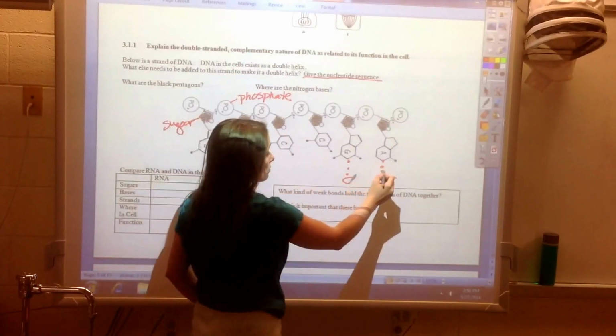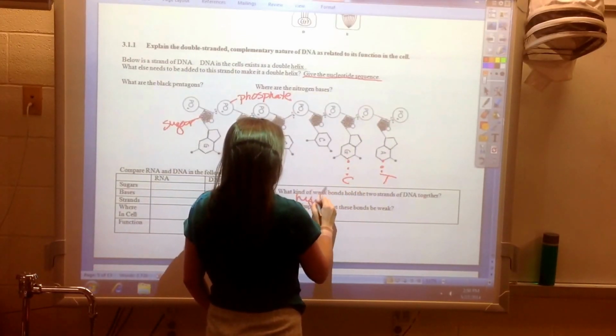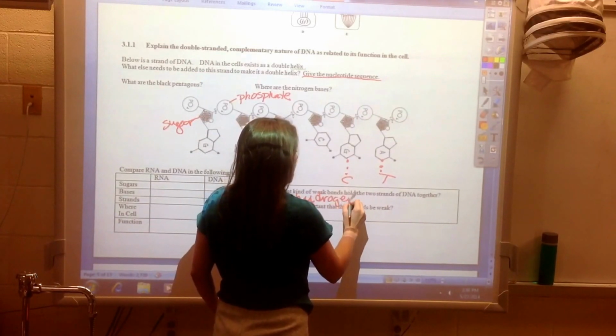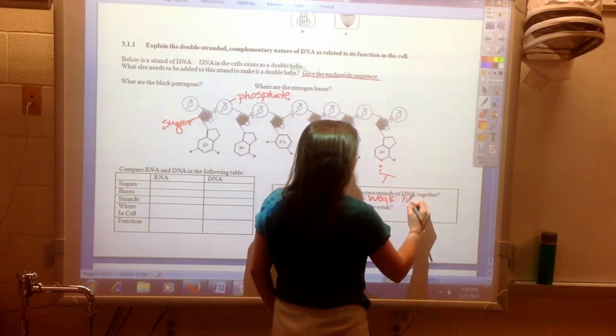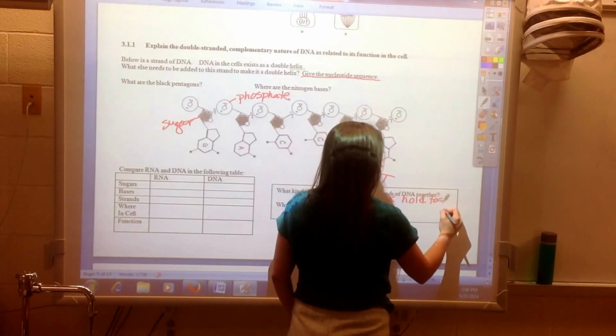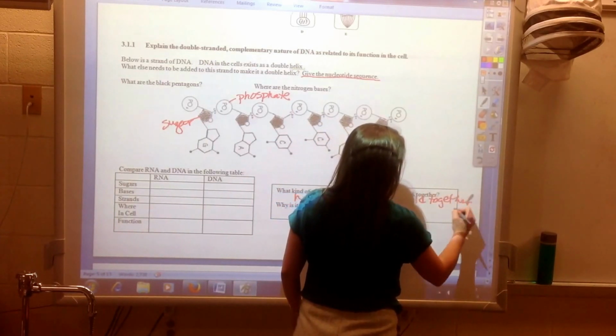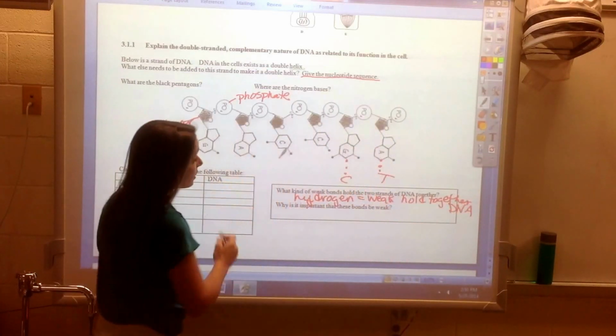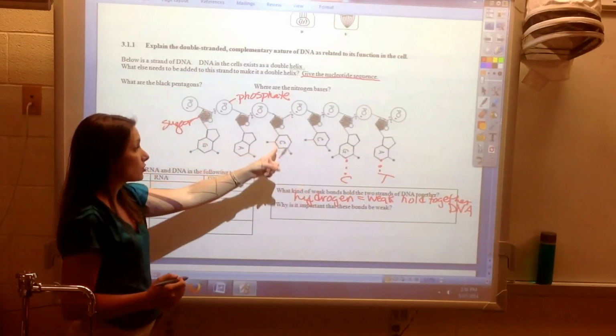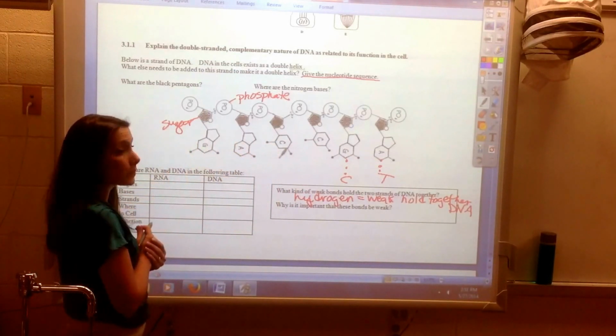Remember, these little dots represent what are called hydrogen bonds. Hydrogen bonds are weak, and they hold together DNA. So you should be able to finish listing out the base pairs. Remember, these are complementary base pairs.